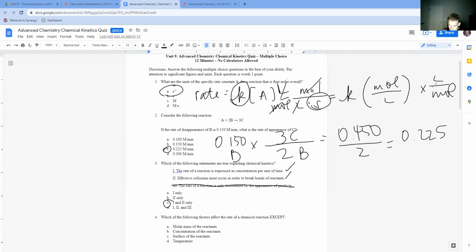Which of the following factors affect the rate of the chemical reaction except molar mass? Molar mass was not one of them. This is the answer. Concentration does. The surface of the reactants does. Remember, the smaller it is, the faster it will react. The temperature does. If I heat it up, I'm going to make those things move faster, and therefore the reaction rate will be higher.